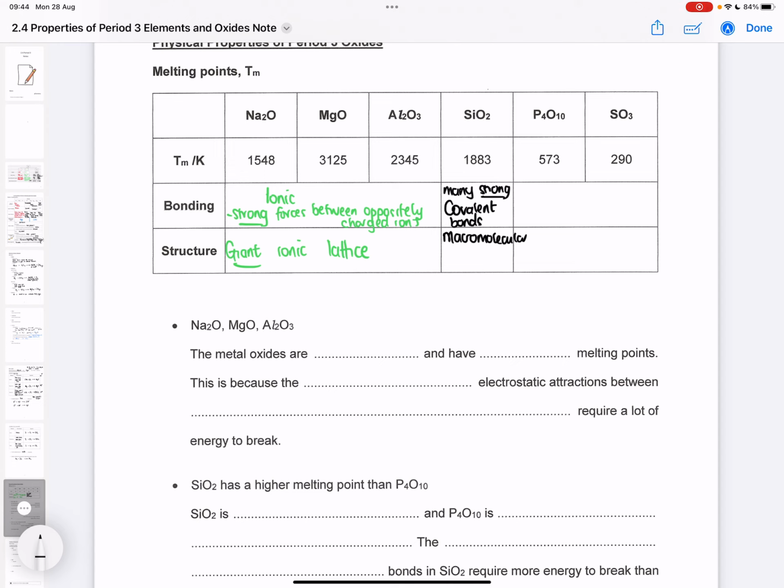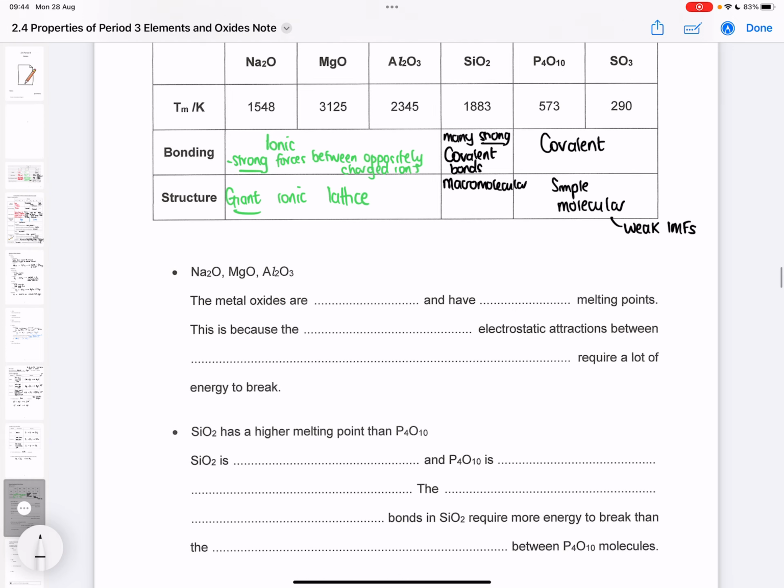And then we've got our phosphorus oxide. So this is called phosphorus 5 oxide and sulfur 6 oxide or sulfur trioxide. These are all simple molecular. And so their intermolecular forces would be weak, but they have covalent bonding, but they have weak intermolecular forces.